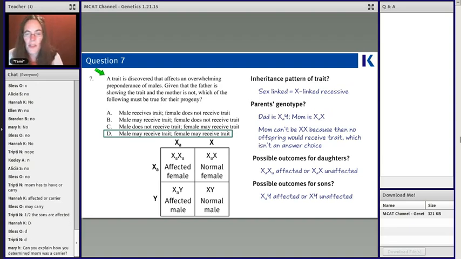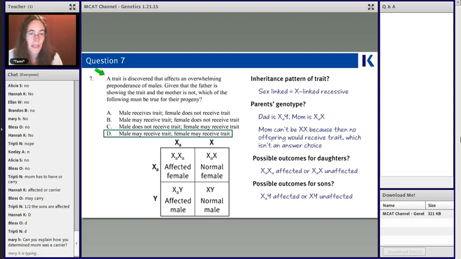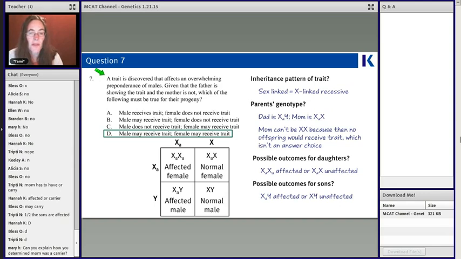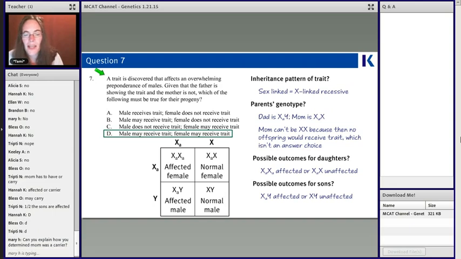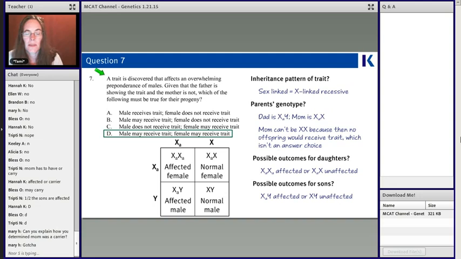Perfect. So here we see females could potentially be bald, but they have to have a bald father and a mother who is a carrier. Okay. We determined that mom was a carrier because if mom was not a carrier, the correct answer choice would have to be males do not receive the trait and females do not receive the trait. Since there's nothing that says both do not receive the trait, she cannot be normal.